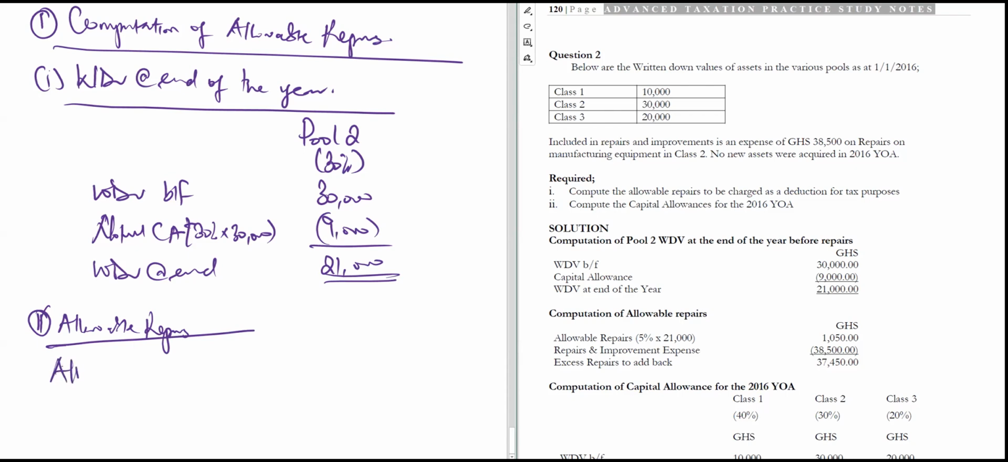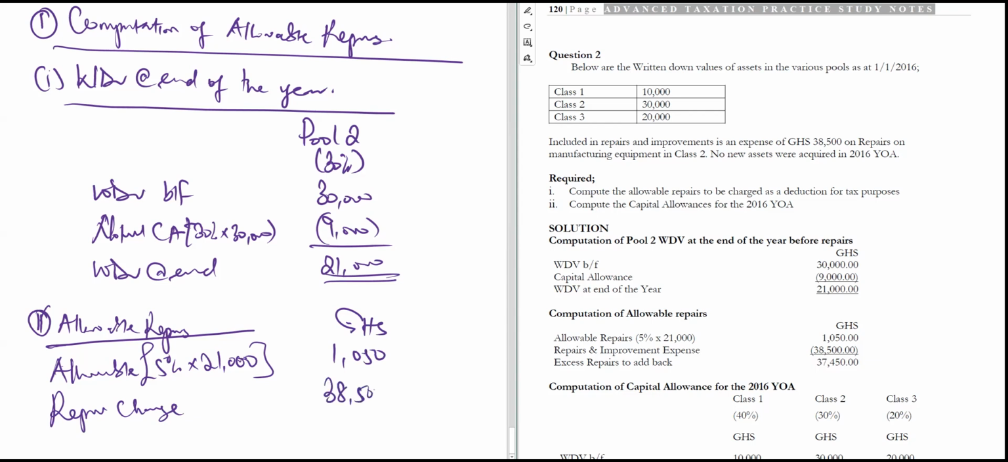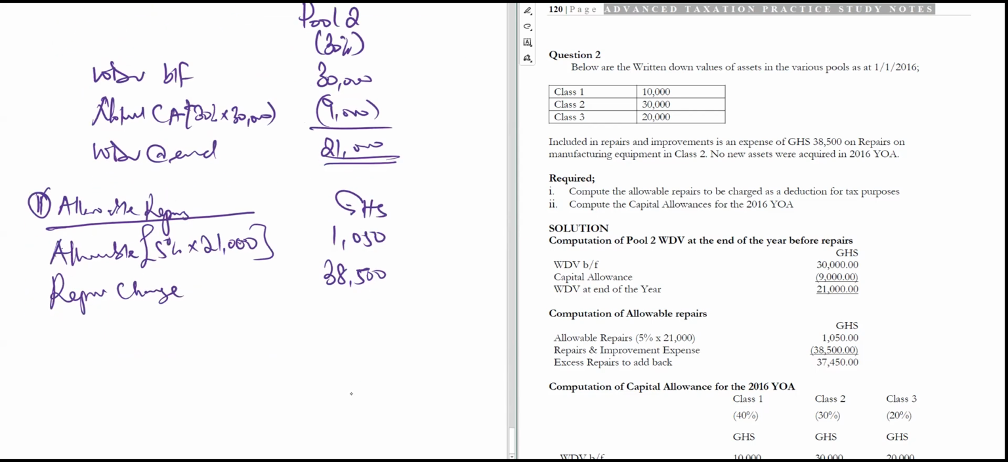So what's the allowable repairs or the limit on the repairs? 5% of the 21,000, right? And that gives us how much? 1,050. 1,050, right? Yes. And how much repair was charged to our P&L? They said they charged 38,500, right? Okay, so out of 38,500, we are saying that 1,050 relates to revenue expenditure. Do you all agree?